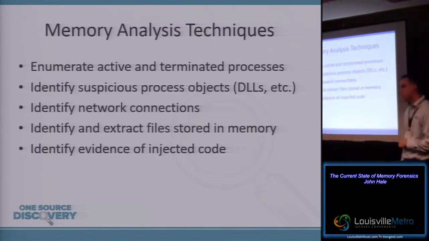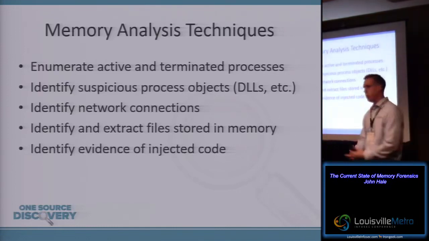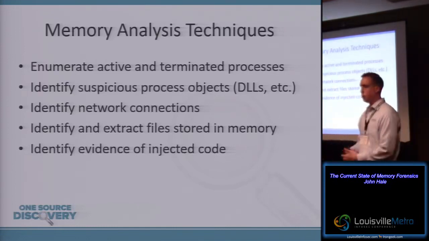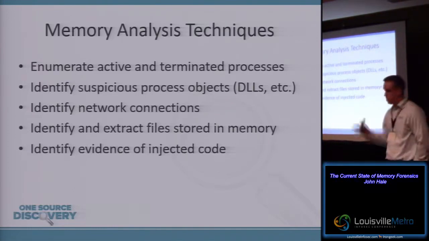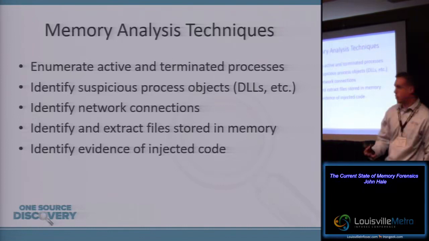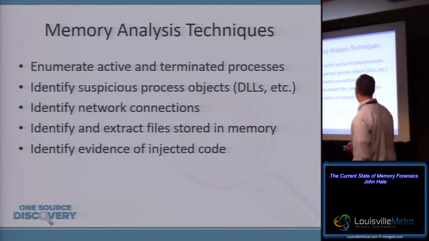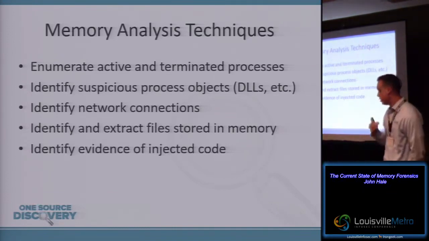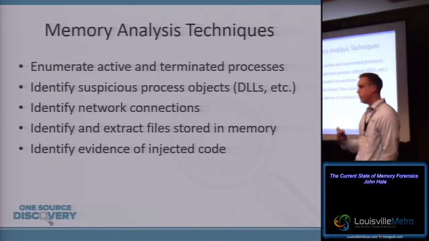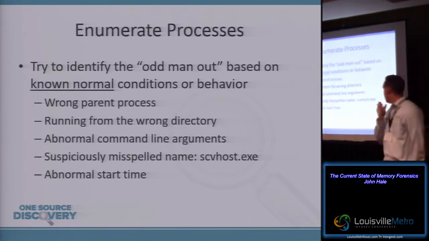Finally, identifying and extracting files stored in memory. This is important in that regardless of the type of case you're looking at, whether it's malware, whether it's acceptable use policy, or you're just trying to figure out what is going on in the system, it's very common that you will want to try to extract files that may be cached in the memory of the system. So we'll look at doing that. And finally, identifying evidence of injected code. This is another, particularly in malware investigations, key technique that's used. So we'll dig into 3 of these here.